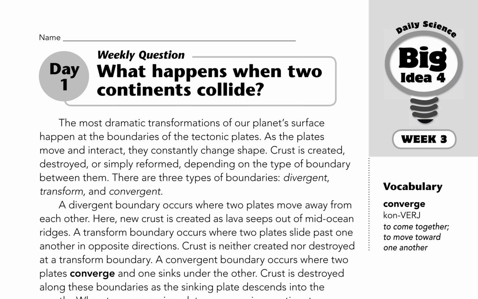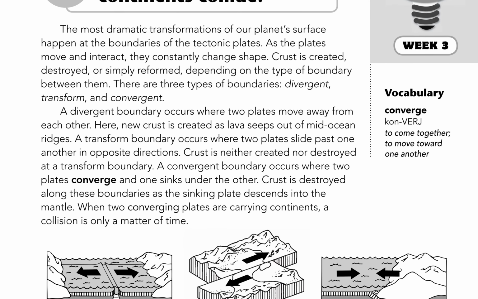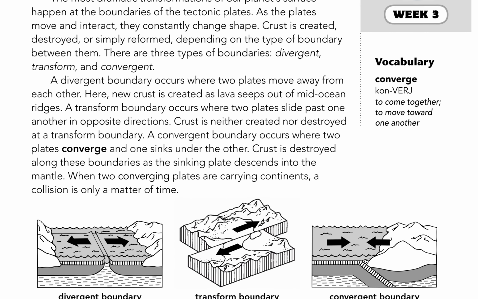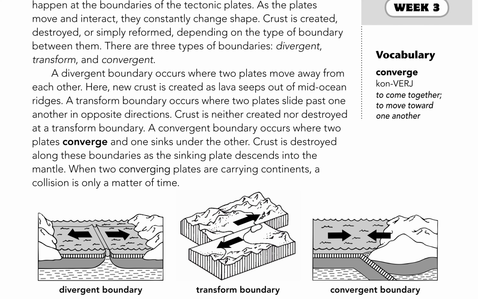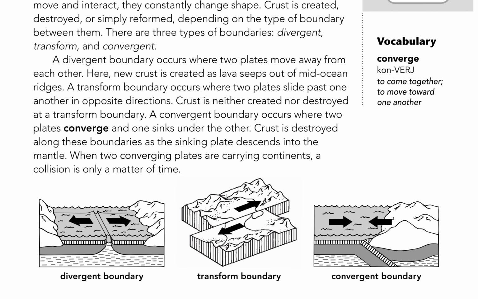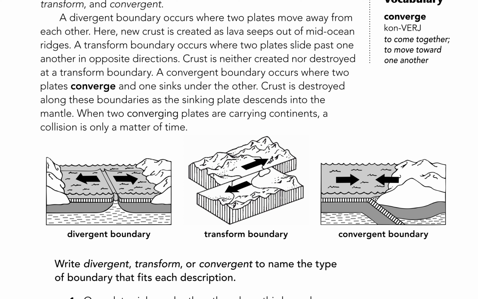A convergent boundary occurs where two plates converge and one sinks under the other. Crust is destroyed along these boundaries as the sinking plate descends into the mantle. When two converging plates are carrying continents, a collision is only a matter of time. And here you can see the pictures of the three types of plate boundaries.